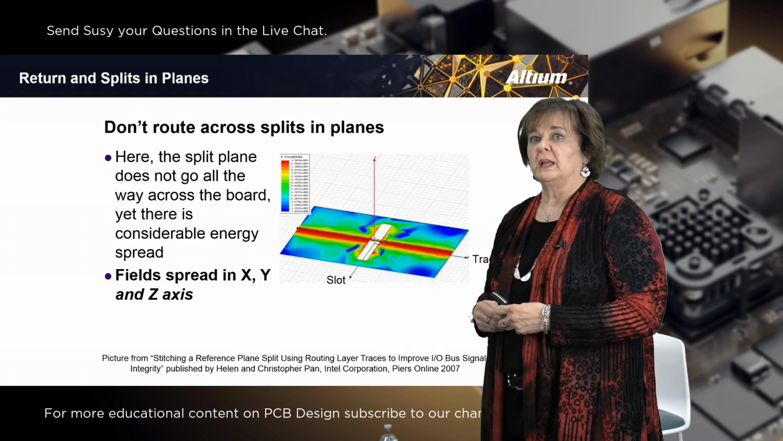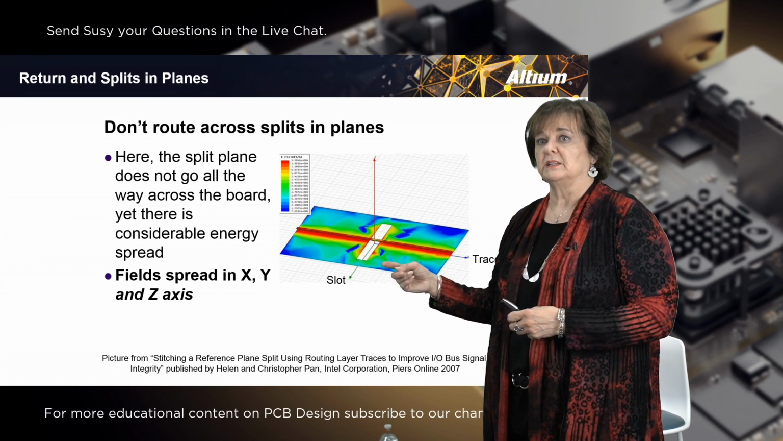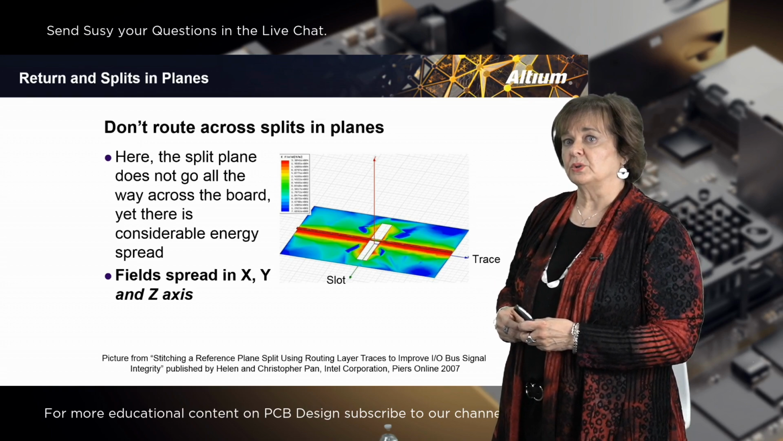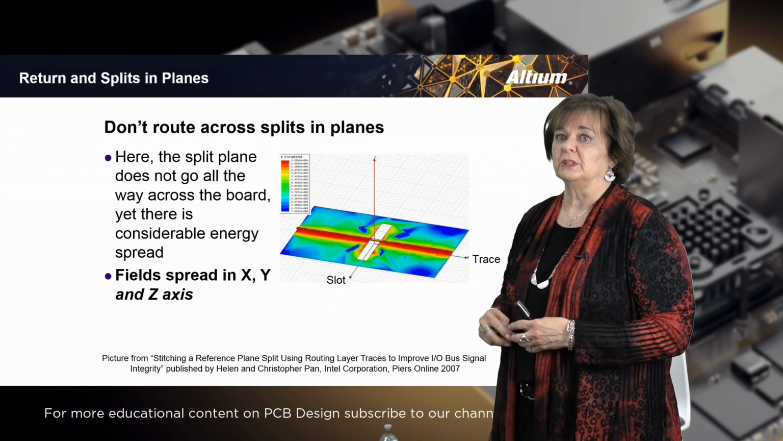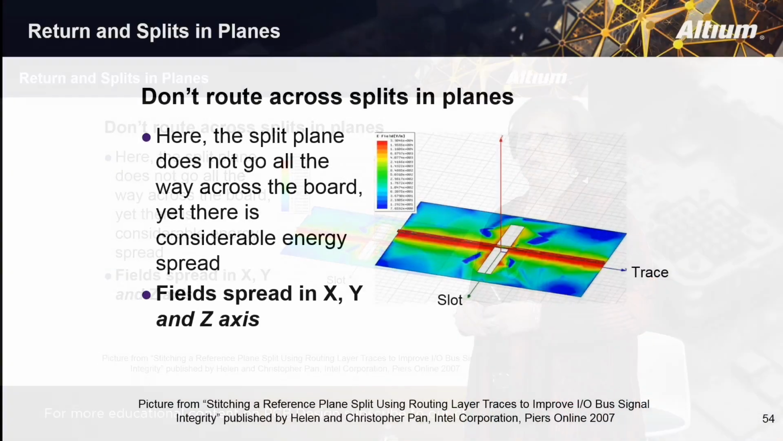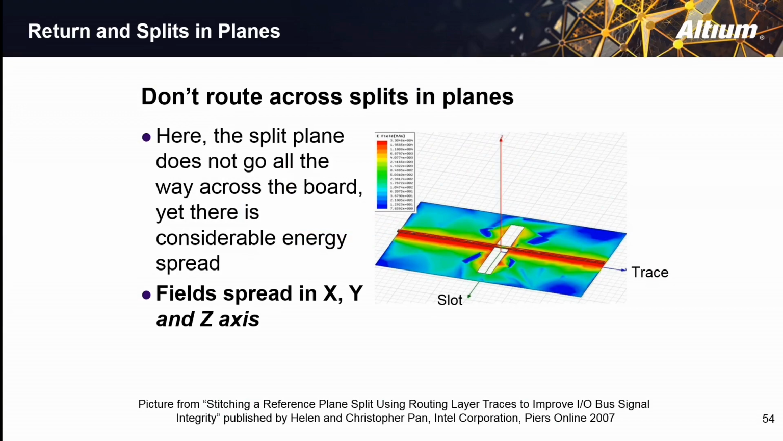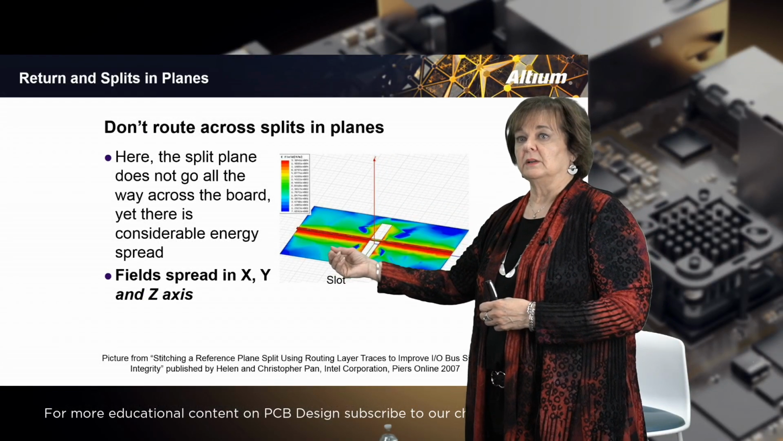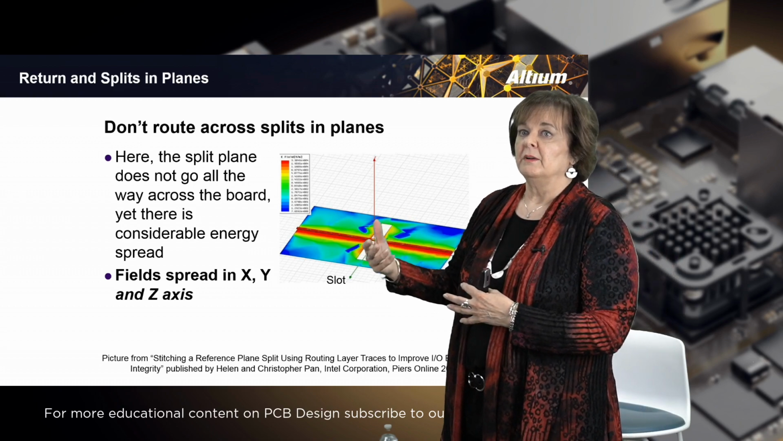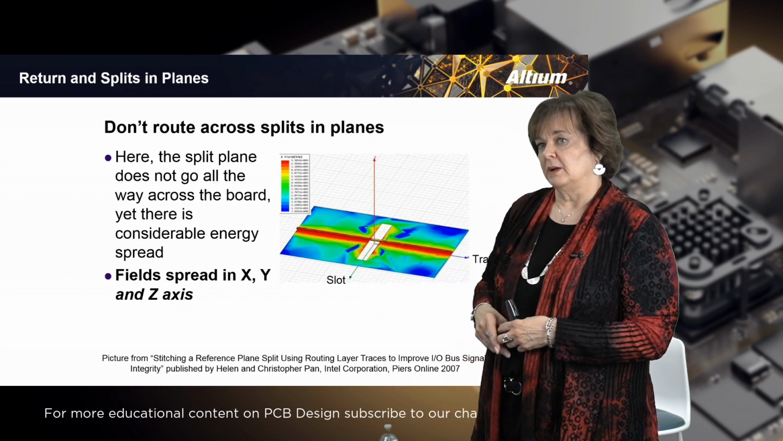Here's another example, and even though the split only goes a short area, it's the white area, that is the split in the plane, you can see from the energy around it that it is creating energy all over that plane of the board, and that's a problem, of course, because you don't want to have any energy creating problems with the other signals. And look at the red that's going across, the whole trace itself is lit up bright red because it's trying to find a way to get across that opening.